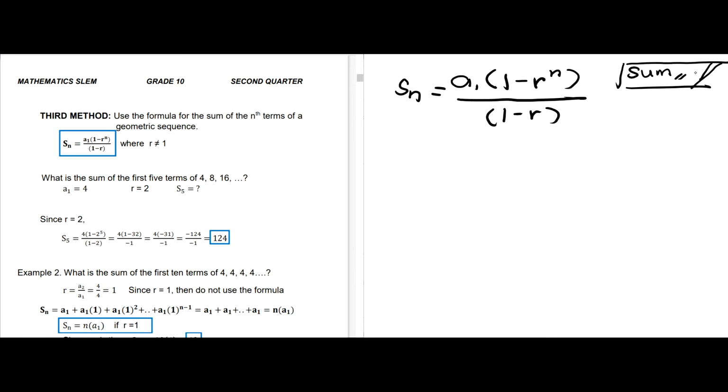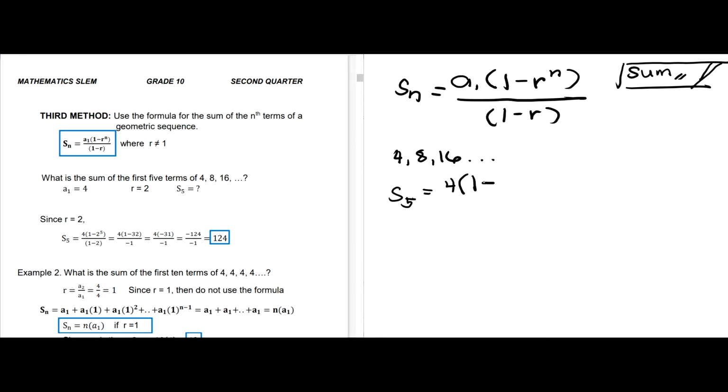Let's take a look at an example from the module. We want to find the sum of the first 5 terms of the geometric sequence 4, 8, and 16. S sub n, n stands for how many terms we are going to add. So, this is 5. A sub 1 is 4, which is your first term.